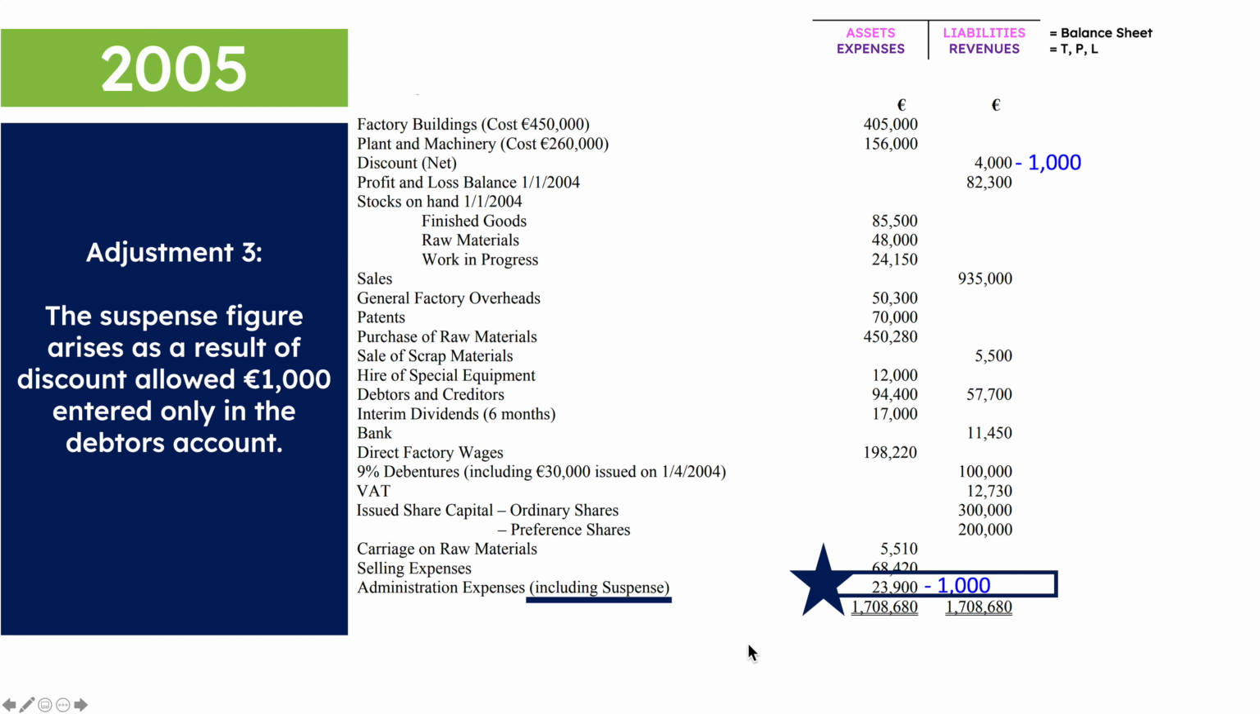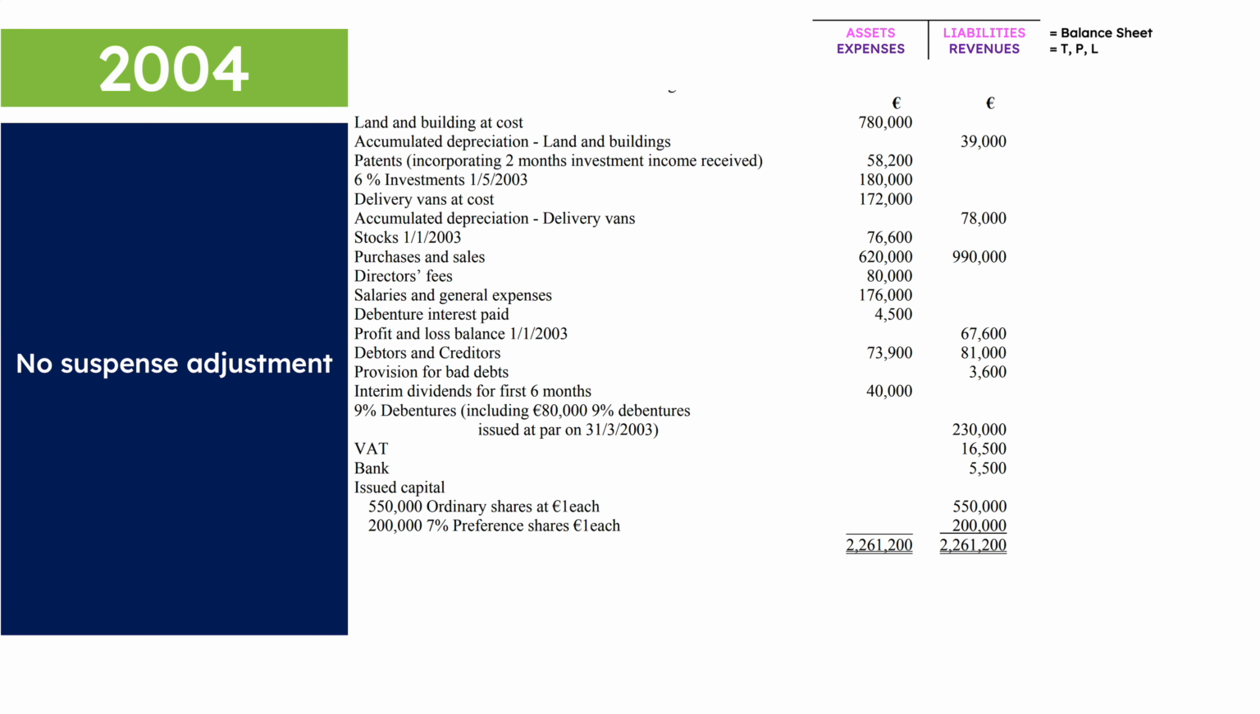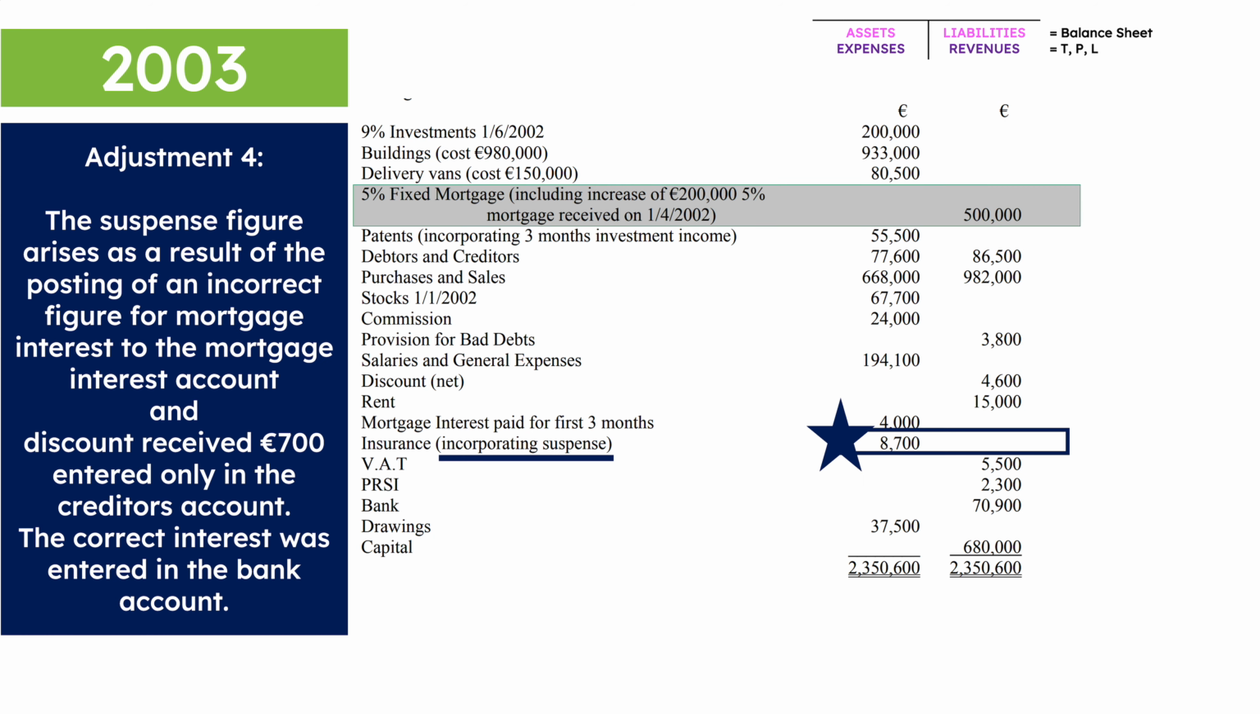So that is it. And to put it into the accounts then, we have discount received 4,000 minus 1,000, and we have admin expenses 23,900 minus 1,000. So that's the 2005 one done. That's an entire adjustment done really quickly. In 2004, there was no suspense adjustments. 2003, it was adjustment number 4.